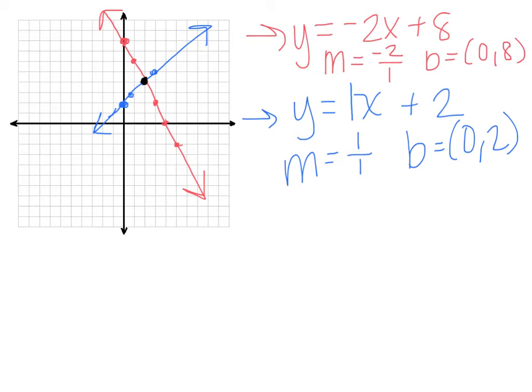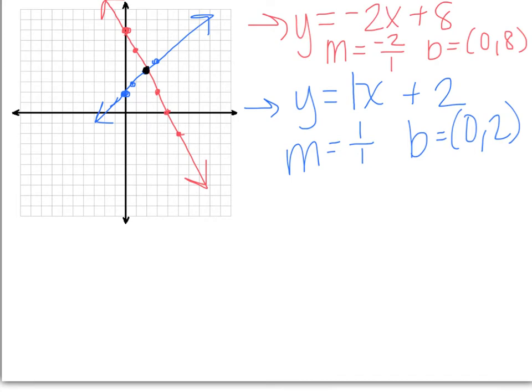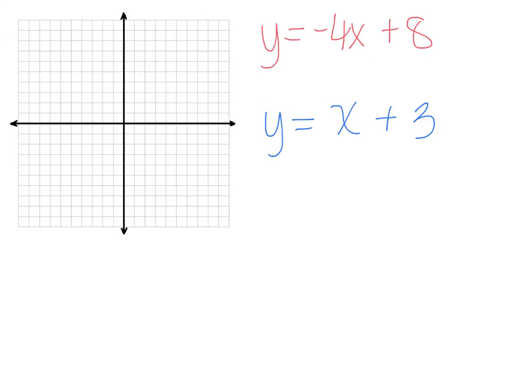So the answer here is the ordered pair 2, comma 4. And we can check that by plugging them into the first and the second equation, and it will make both of them true. Let's try another one. Let's try the system y equals negative 4x plus 8 and y equals 1x plus 3.